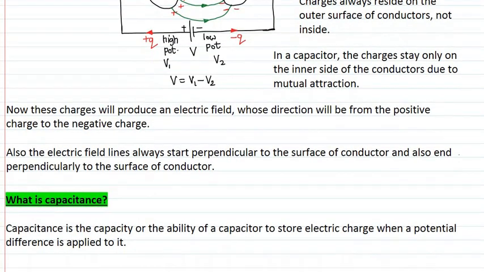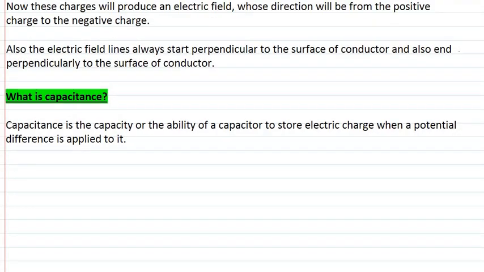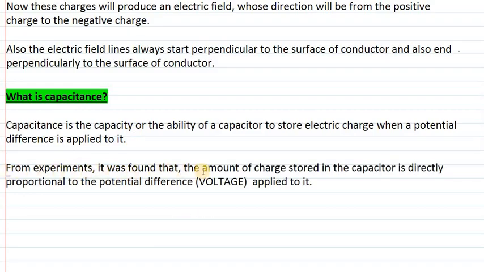So how much amount of charge can it store? That ability is called the capacitance. But another point to be noted is that from experiments it was found that the amount of charge stored in the capacitor is directly proportional to the potential difference or the voltage applied to it. So we write down that the charge which is stored inside the capacitor is directly proportional to the voltage applied to it.